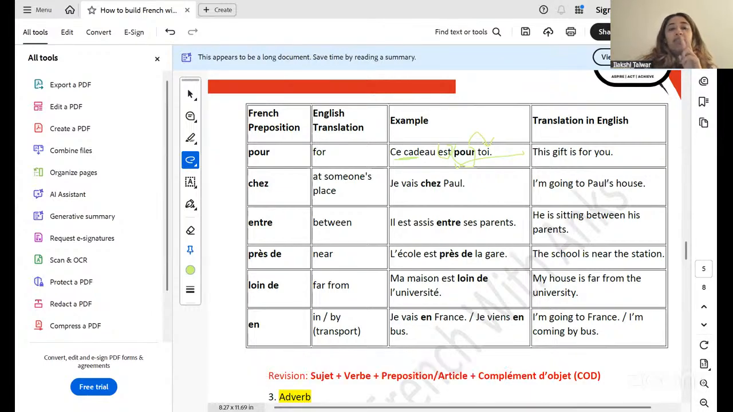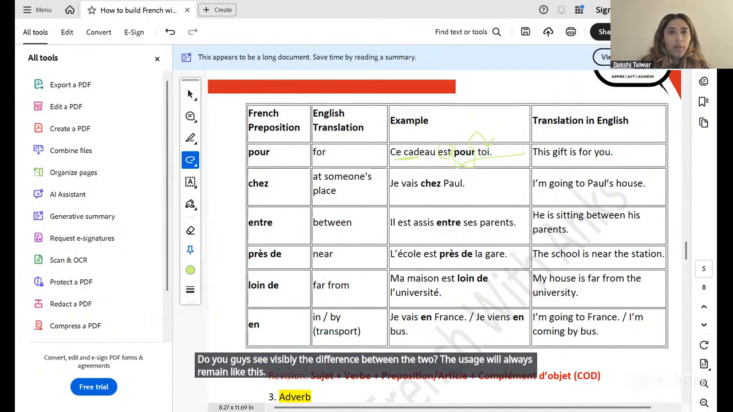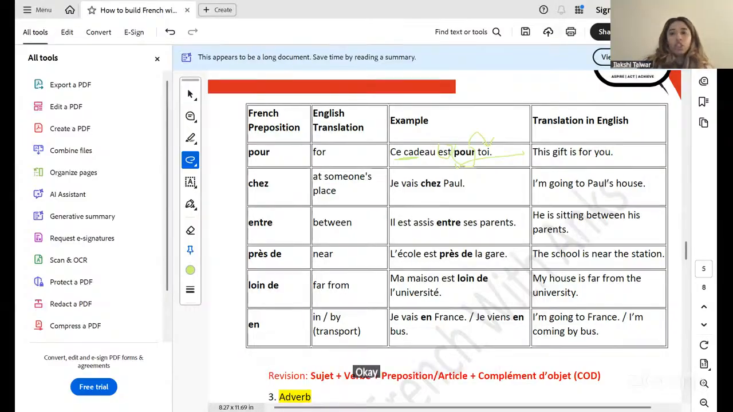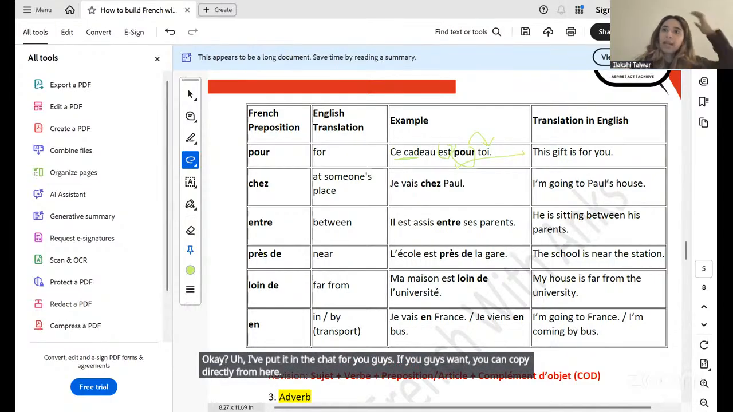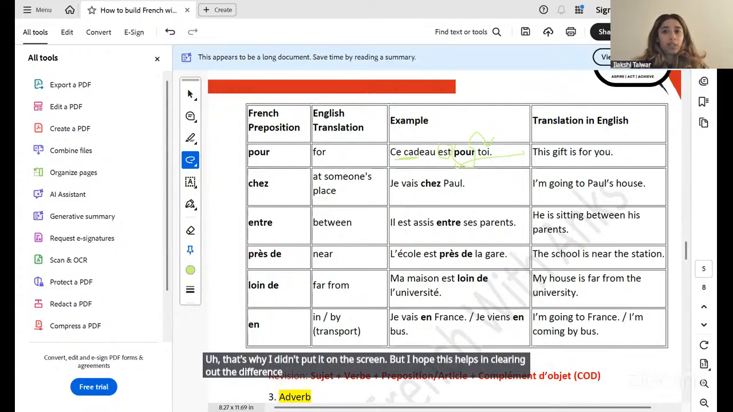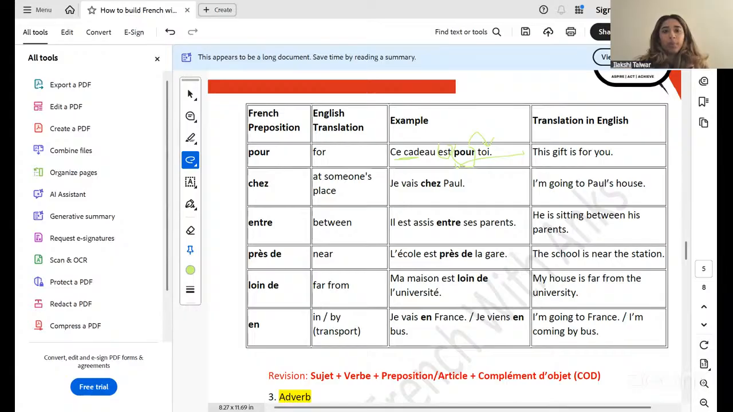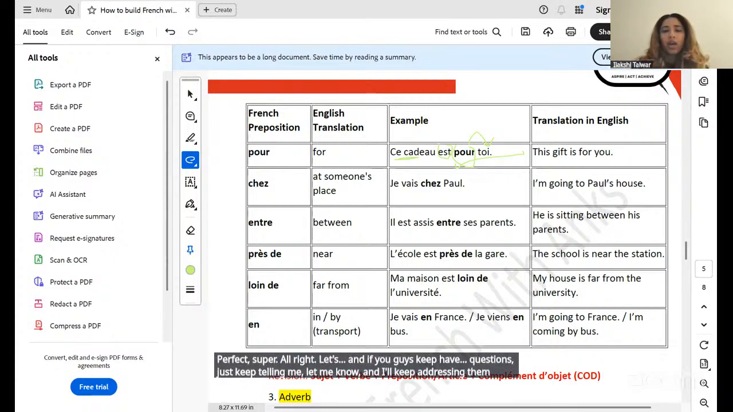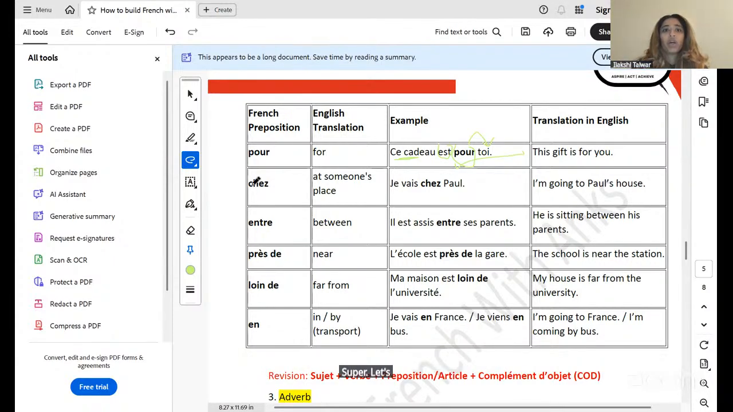Do you guys see visibly the difference between the two? The usage will always remain like this. Okay, I've put it on the chat for you guys. If you guys want, you can copy directly from here. That's why I didn't put it on the screen, but I hope this helps in clearing out the difference. And it was an excellent question, by the way. Perfect. Super. All right. And if you guys have questions, just keep telling me, let me know, and I'll keep addressing them. Okay. Super. Let's carry on from here.